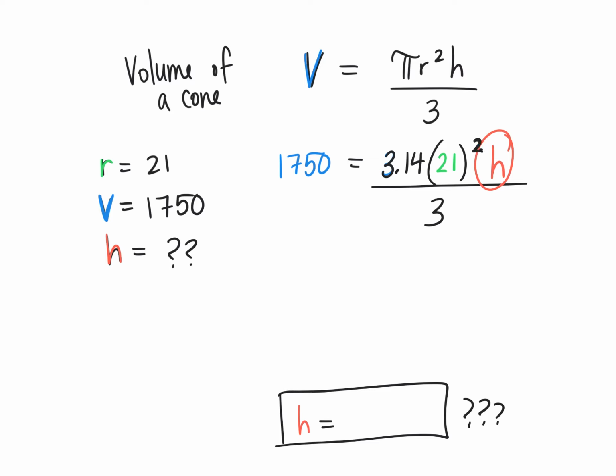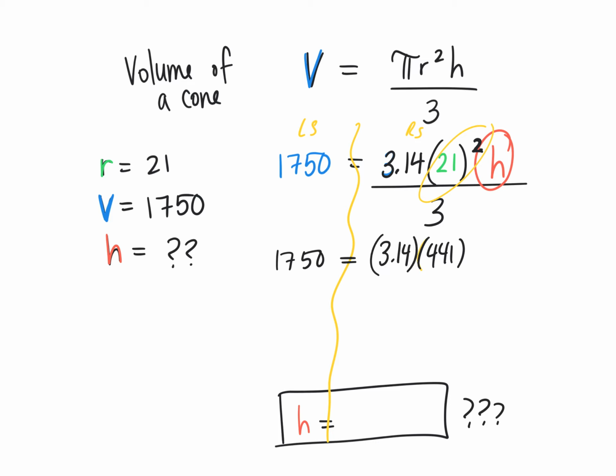Okay, so we're going to use BEDMAS and we're going to simplify this equation. So again, we have a left side of the equation and we have a right side of the equation. I cannot simplify anything on the left side, so I'm just going to leave that number right there. Okay, so 1,750 is equal to, well, what's my next step in BEDMAS? I don't have anything to simplify inside brackets, but I do have exponents. So I'm going to calculate 21 squared first. Okay, so 21 times 21 is equal to 441. So that means I have 3.14 times 441 times h, all of that divided by 3.